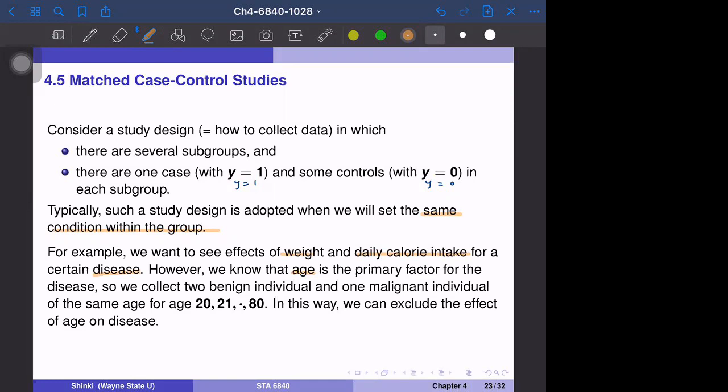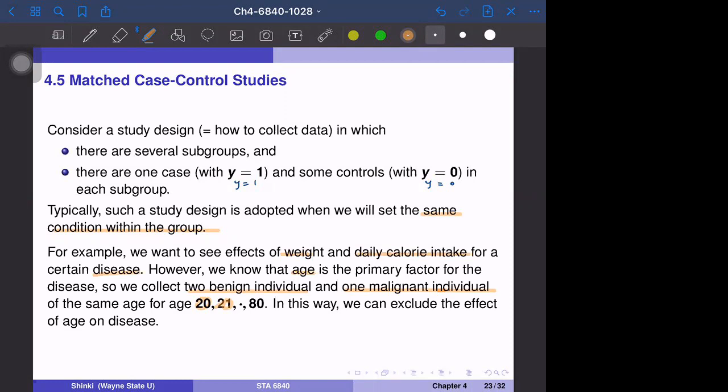One possible scheme is to collect one malignant individual and two benign individuals from the same age group. At age 20, we have 3 observations: 2 of the observations are benign and 1 is malignant. That is the sample that we will take. And the same for the second group, with age 21, up to age 80.